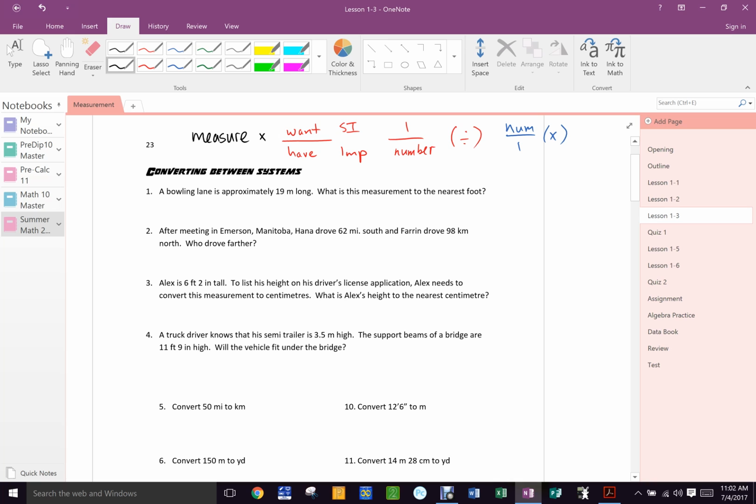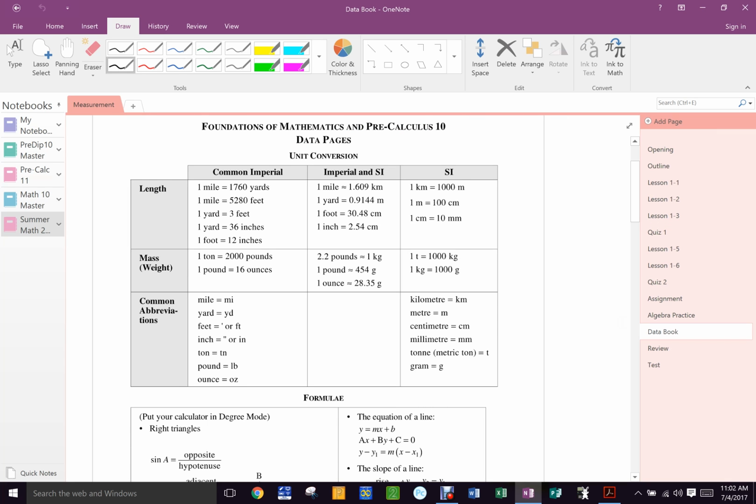So, start it nice and easy. A bowling lane is 19 meters long. What is this measurement in feet? So I set up my fraction. At the beginning, I really recommend you actually write the fraction out. So I have 19 times, and what do I want? I want feet, and I have meters. So I look on my sheet, and I see 1 foot is 30.48 centimeters.